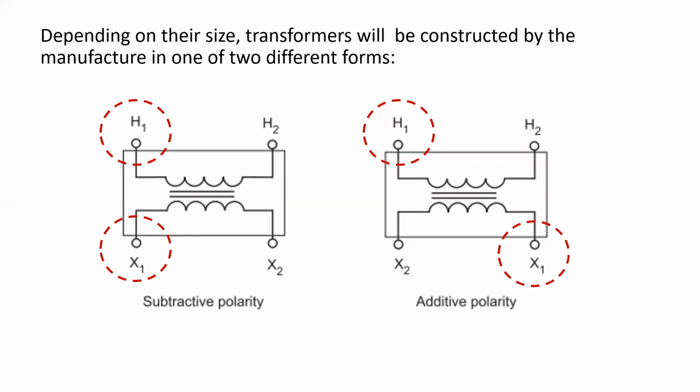Now, depending on their size and the voltage, transformers will be constructed by the manufacturer in one of two different forms. We actually have two different arrangements. One is called subtractive polarity, and the other is referred to as additive polarity. And this is an intentional difference in construction by the manufacturer to provide the terminals in a different location, but more importantly, they have been wound in a different way.